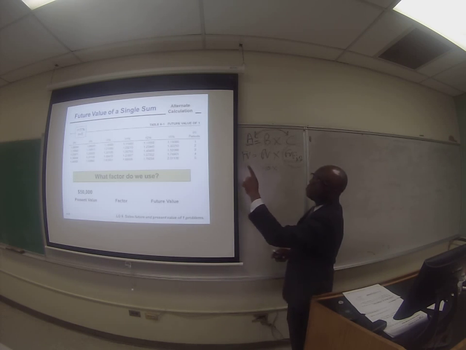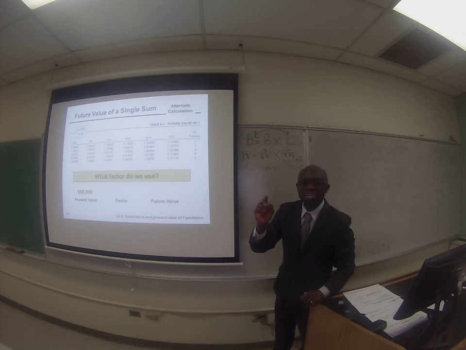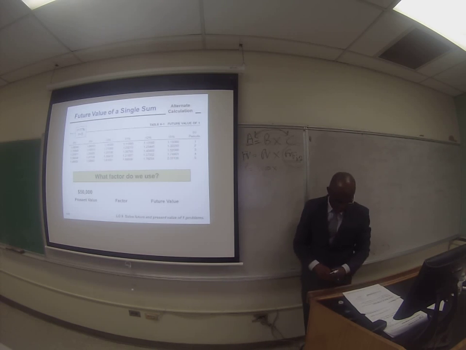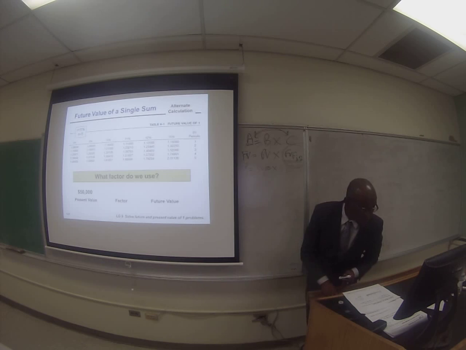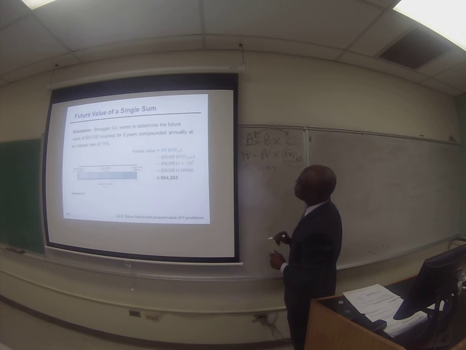The table is future value of a single sum. Why future value? Because the unknown is future value. So we are going to take a look at the table. What is the interest rate? The interest rate is 11% for 5 periods. So 11% future value interest factor, 11%, 5 years.